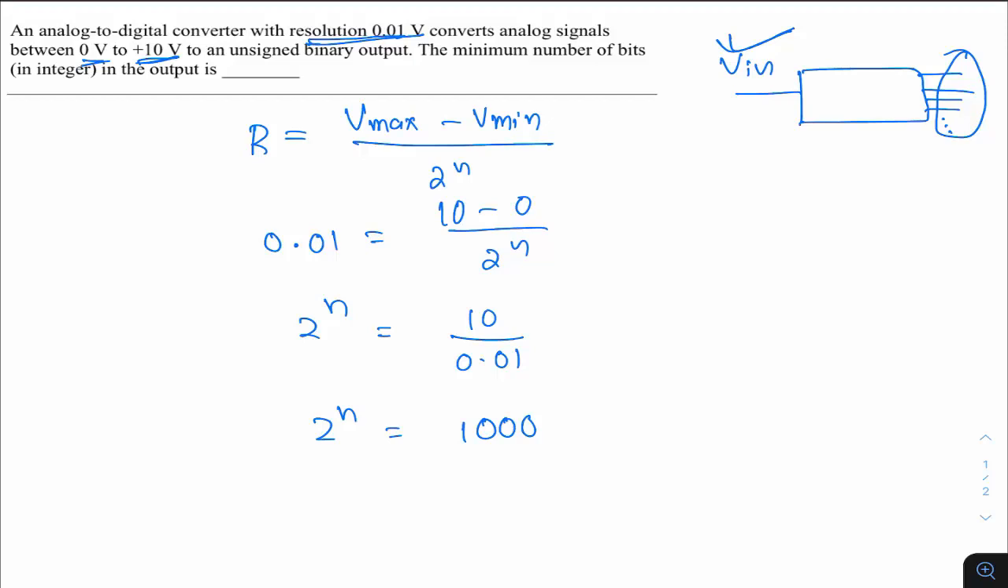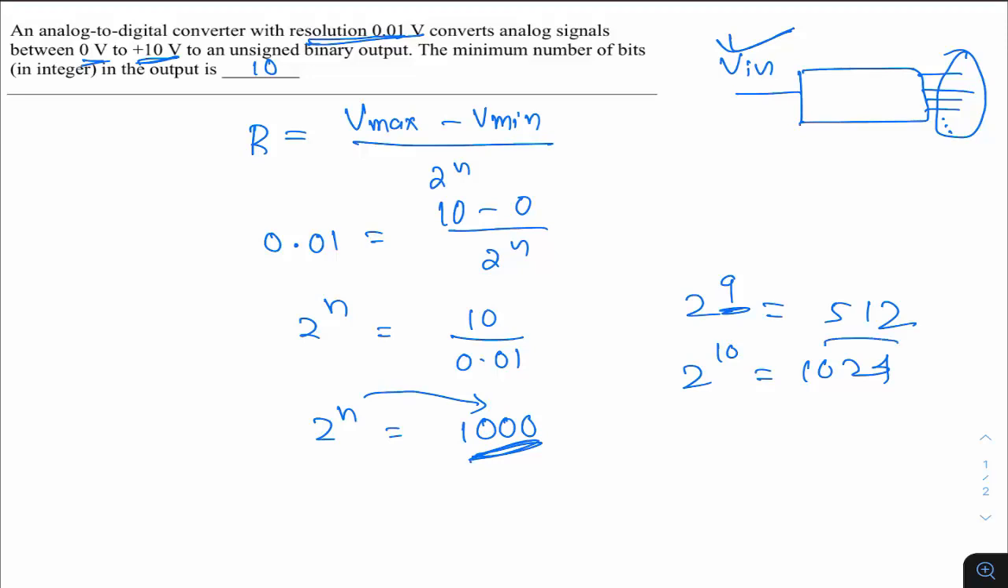Of course, no integer value of n can satisfy this exactly, but we know 2 raised to power 10 is 1024, right? And 2 raised to power 9 is 512. So 9 bits will not be sufficient to represent this 1000. The next integer after 9 is 10. So the minimum number of bits that we need is 10. 9 will not be enough, because 9 bits means we can go up to 512, but we need up to 1000. That's why we should go up to 10 bits. So the answer is 10.